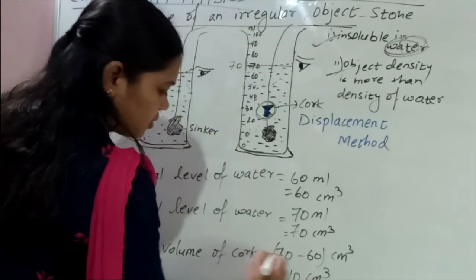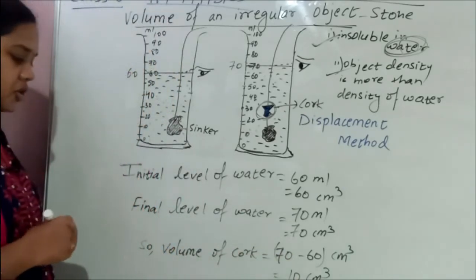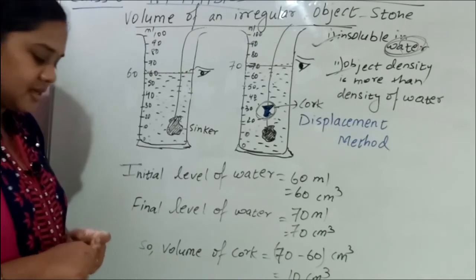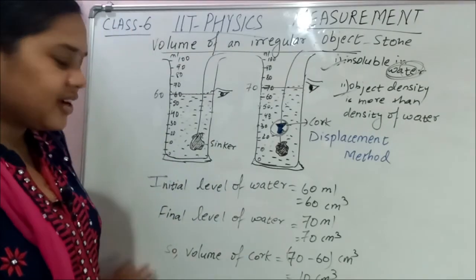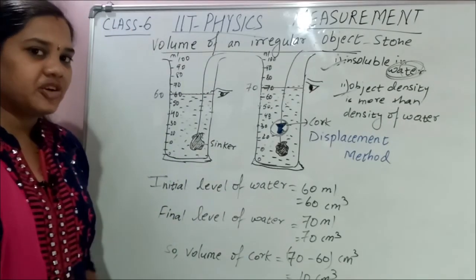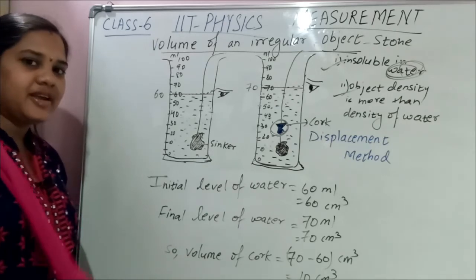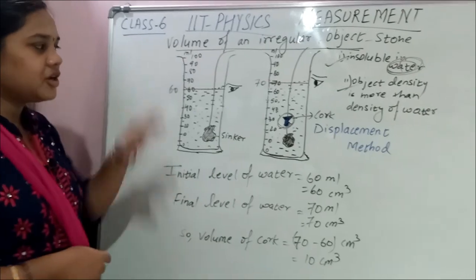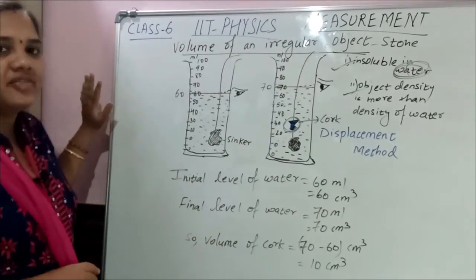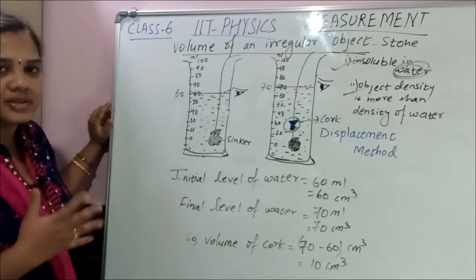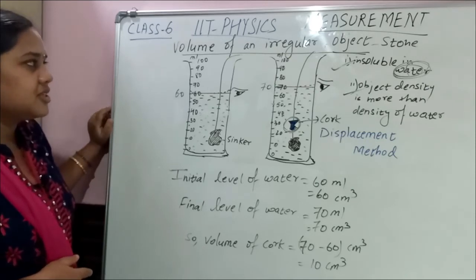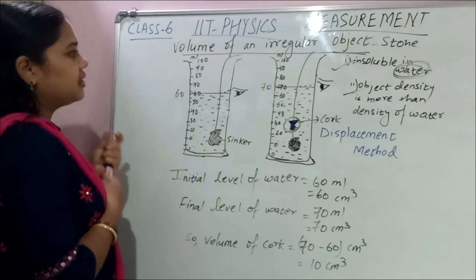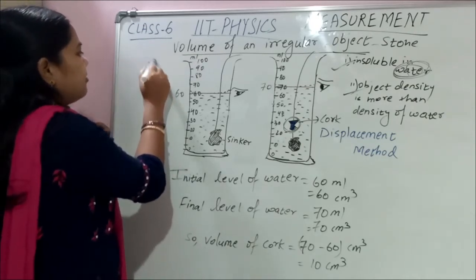Is it visible? So the volume of cork is how much? 10 cubic centimeter. So okay children, write down this. I hope you have written the earlier one also. Are you following what I said? You have to pause the video. Okay, you have to pause the video and write and draw whatever I did on the board. Clear? So this is the second case. First we did the first one. Now this is the second one.